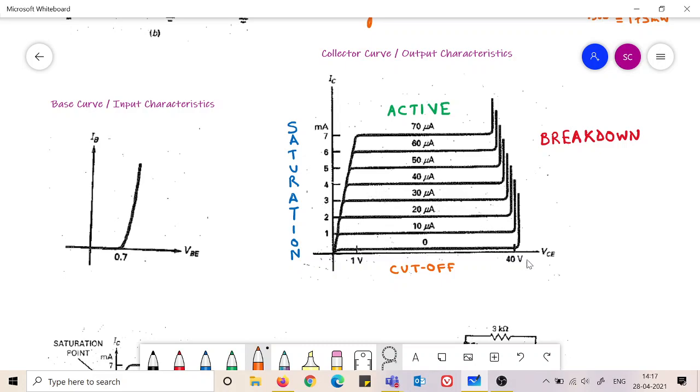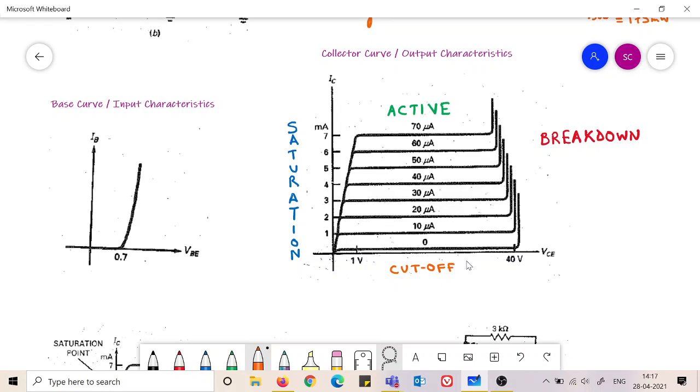Now you keep on increasing VCE. What is happening when you keep on increasing VCE? The reverse bias across the collector base is increasing. When it reaches a certain level, of course you know, breakdown will take place.